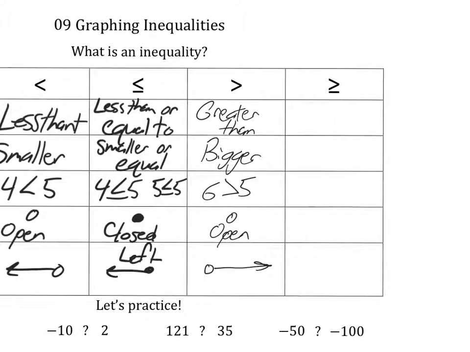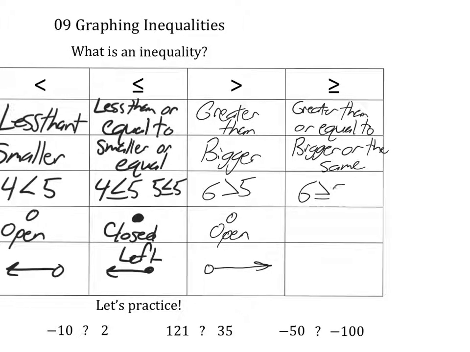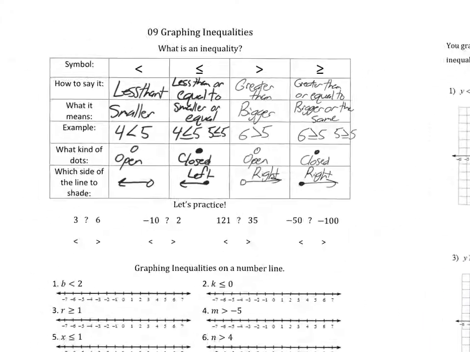Same thing for the last one. It is greater than or equal to. So that means it is bigger or the same. So 6 is greater than or equal to 5, or 5 is greater than or equal to 5. You do a closed dot on a number line. And again, you would shade on the right side. So less than is always on the left, greater than is always on the right.